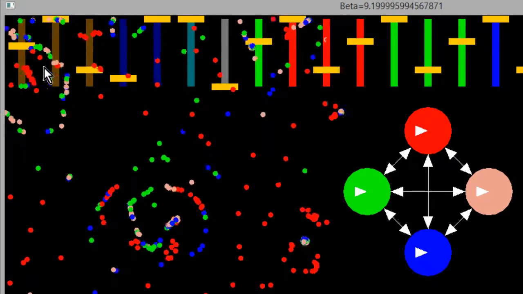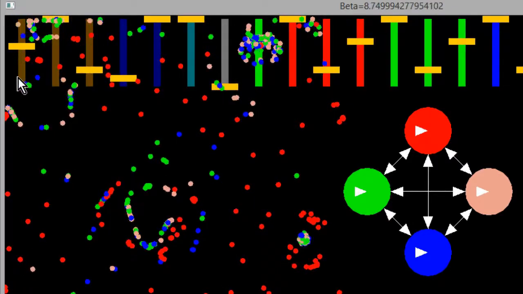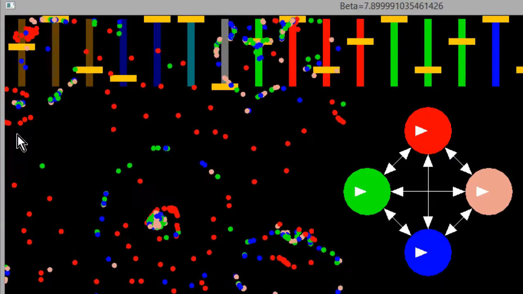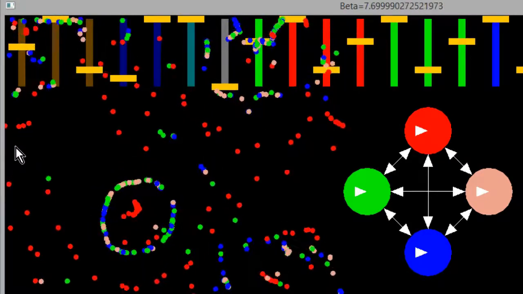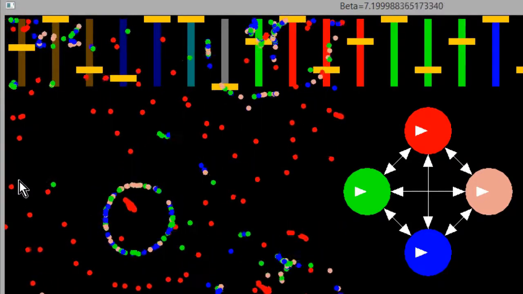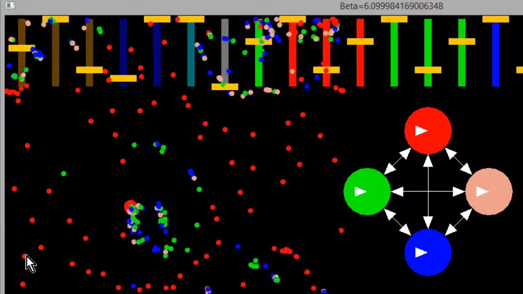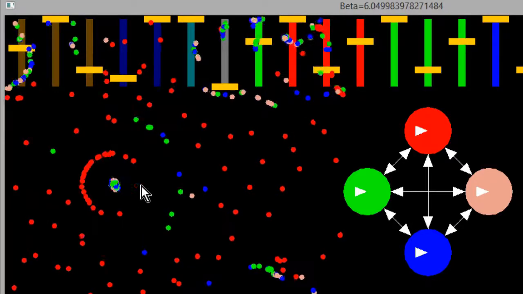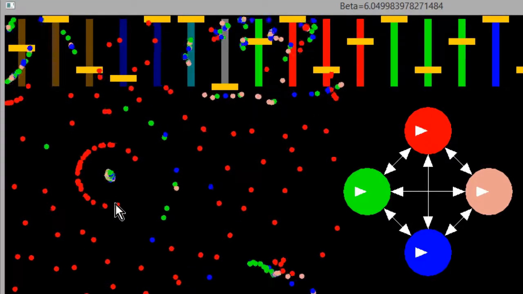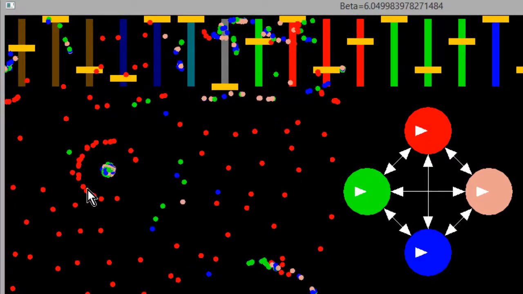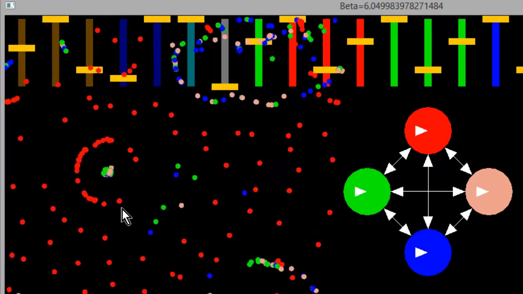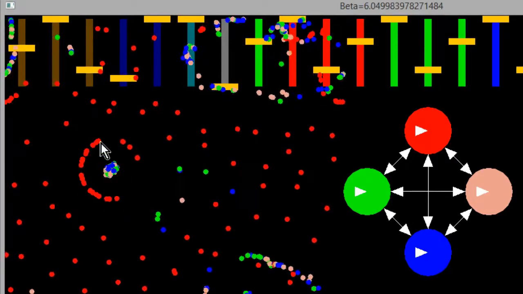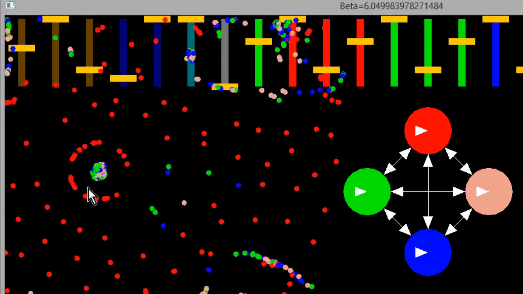Beta 9. Seven, 6. This is what I would call a glider in the PPS world. There's a glider in the cellular automaton world that glides across and never changes, but this guy turned into a nucleus instead of a glider.